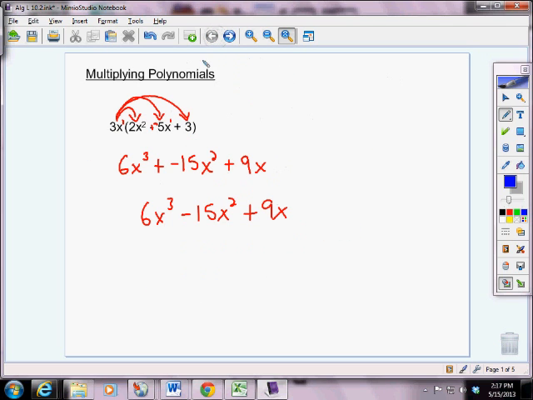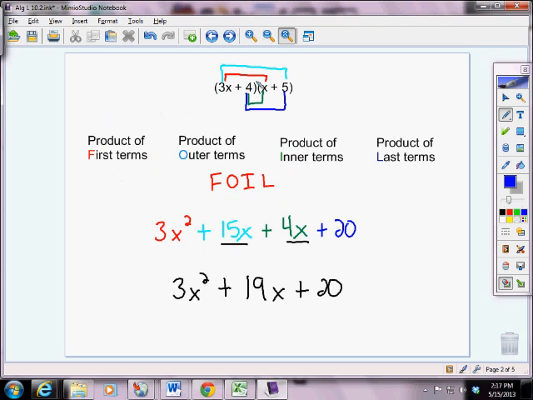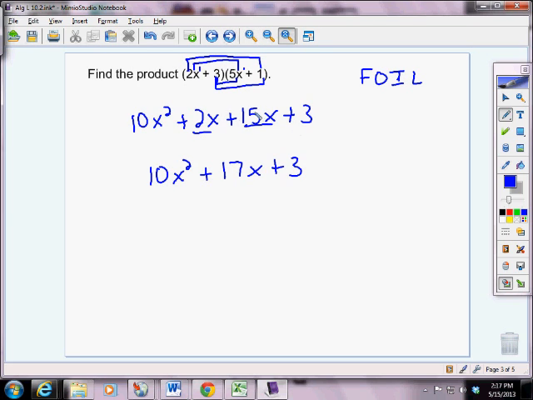So whether we're multiplying by using the distributive property, if there's one term outside the parentheses, or if you have two binomials, you have to remember that we have to multiply everything by everything. And using FOIL when there are two binomials can help us to make sure we don't miss anything.